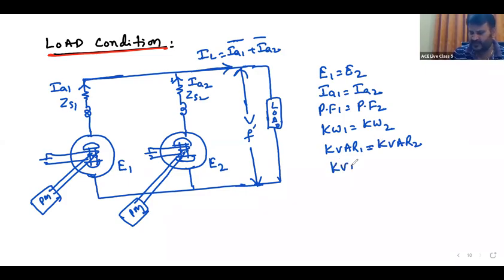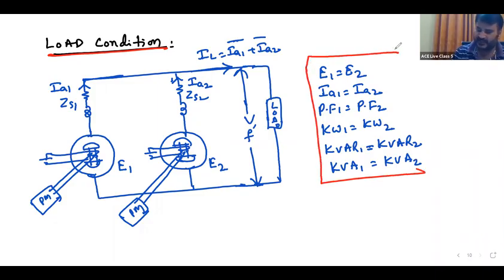And KVA ratings also I am assuming same. KVA1 is equal to KVA2. So these are the initial conditions.